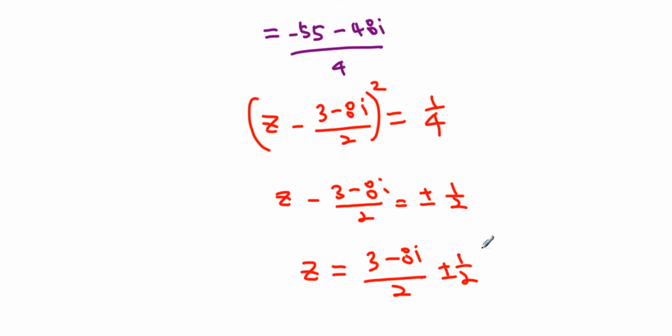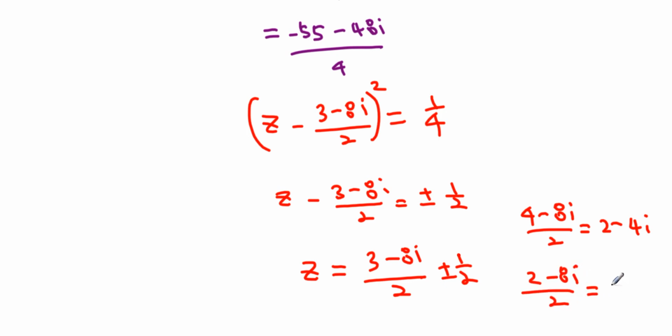So let's think about it. If I were to add 1/2 to this one, then my first answer becomes 4 minus 8i over 2, which becomes 2 minus 4i. On the other hand, if I put the minus 1/2 to that, then we get 2 minus 8i over 2. So therefore, our answer becomes 1 minus 4i. So one of these two becomes our answer.